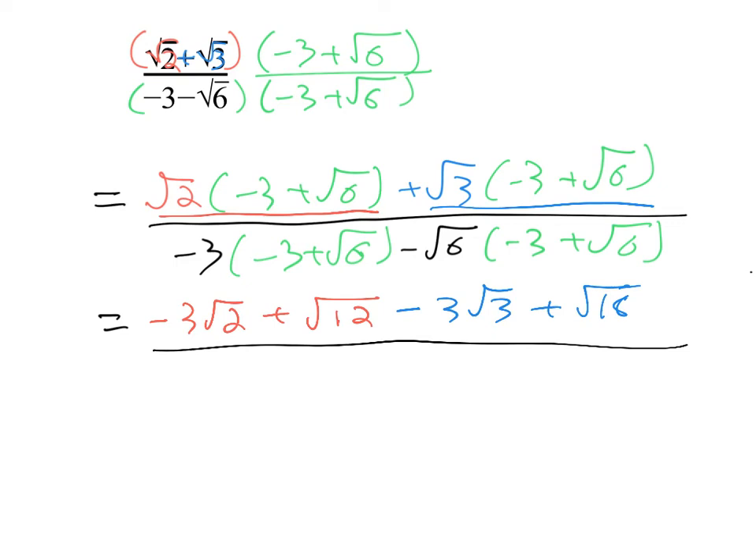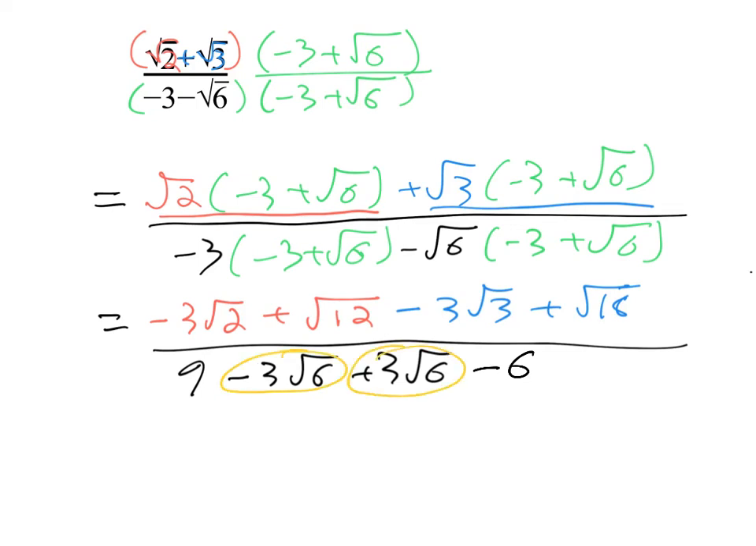In the denominator, negative 3 times negative 3 is 9. Negative 3 times root 6 is minus 3 root 6. Negative 3 times root 6 is plus 3 root 6. And then negative root of 6 times positive root of 6, well, this is negative 6. We can see in our denominator, multiplying by the conjugate gave us these two terms, which are going to add to 0, which gives us that nice simplification. So what do we have in the numerator first?